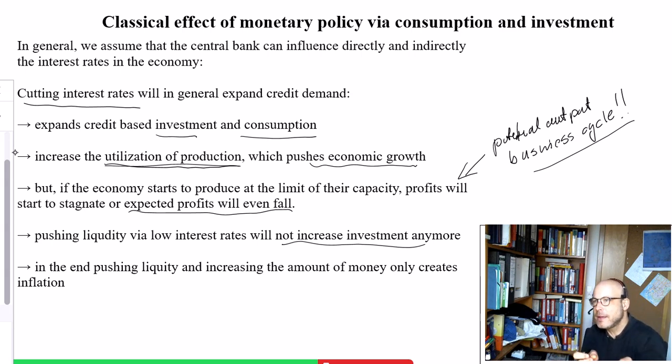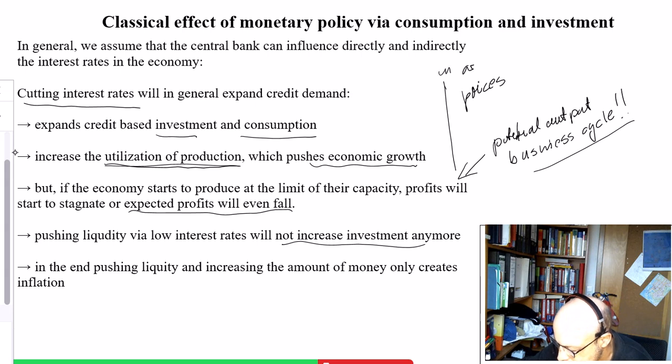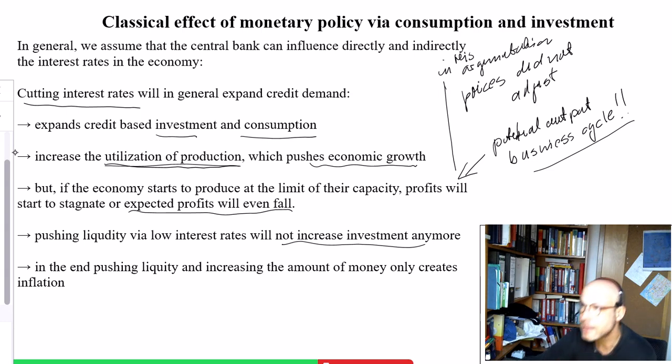And what then could happen, and this is the change in the view here in the starting point, prices, in this argumentation, prices did not adjust. But if it's not possible anymore to increase quantity, then of course the firms and enterprises would do what? Well, they see there is more liquidity in the market, so I can just increase my prices. And in the end, pushing liquidity will end up in an increase of prices.